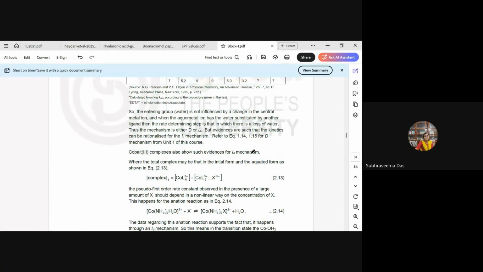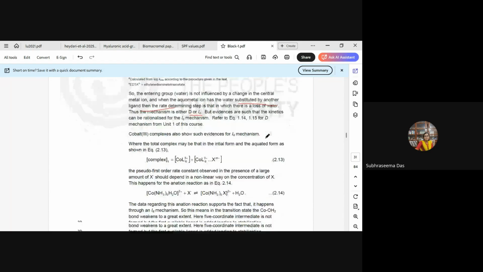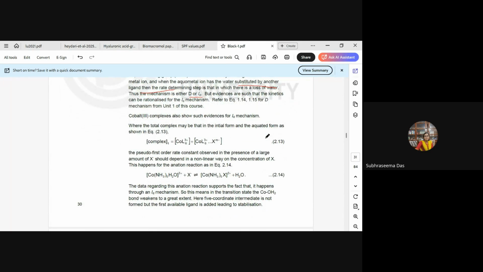When an entering group, that is the water, is not affected by a change in the central metal ion, and when the aqueous metal complex ion has the water substituted by another ligand, then the rate determining step is that in which the water goes away from the solution. So this mechanism is D or ID. Cobalt complexes, we know, show a strong tendency for this ID mechanism.